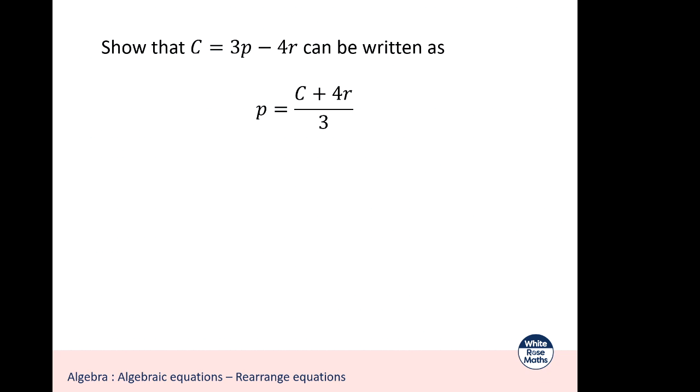Rearranging formula. Show that C equals 3p minus 4r can be written as p equals C plus 4r over 3. To make p the subject, step 1, I'm going to add 4r to both sides.